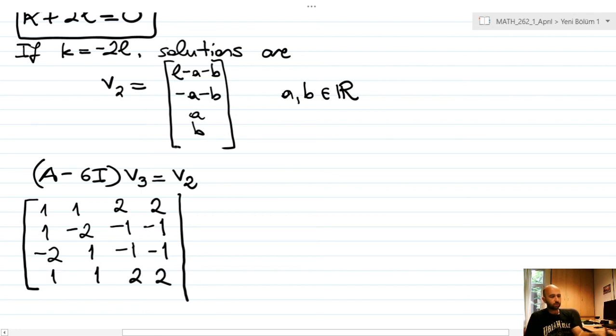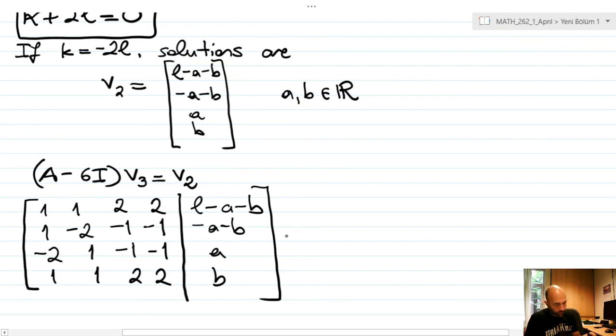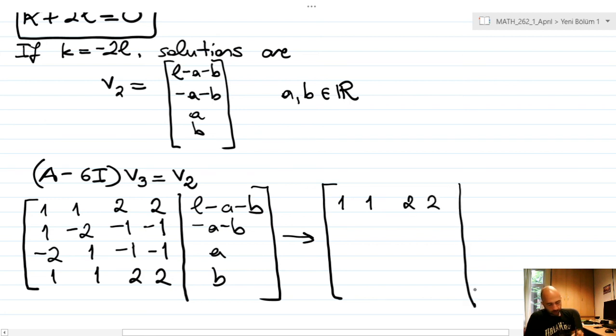And let us write the most general such solution here: L minus a minus b, minus a minus b, a and b. Okay, so we want to understand when this system is consistent now, so we must row reduce once again. It's essentially the same row operations, but the right-hand side changes only. Let me write what you get in this case.